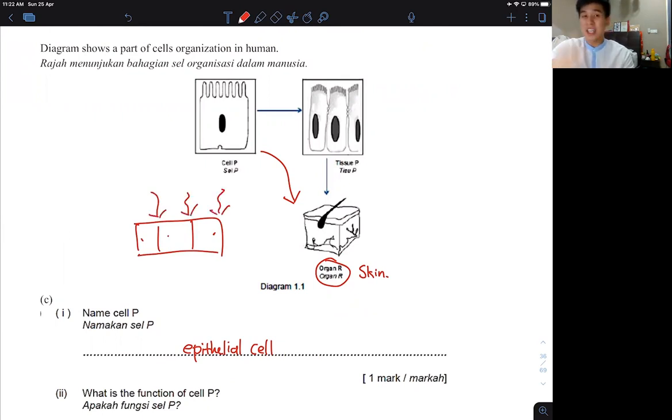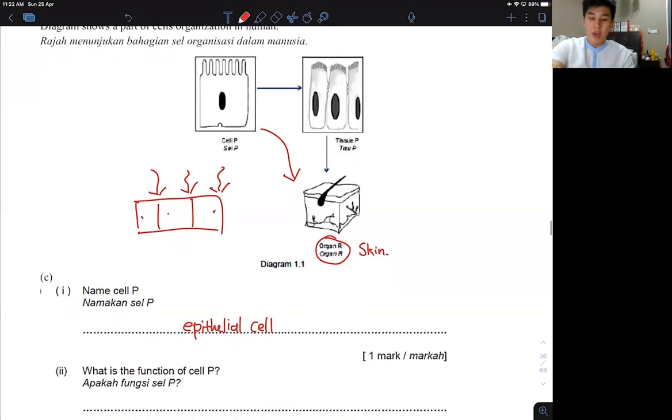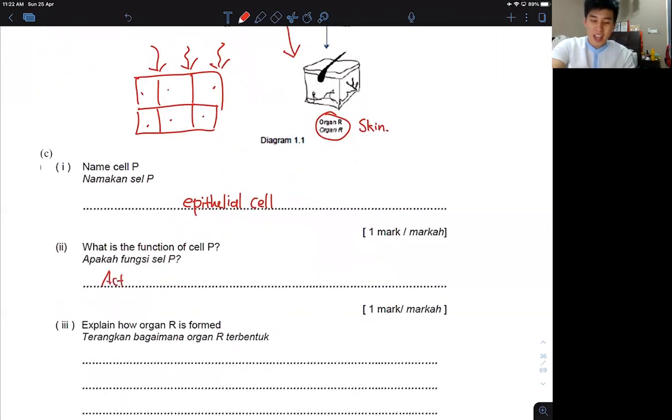Don't let things go inside your body, because remember your epithelial cell in your skin is actually very thick. So you can say to act as a protective barrier to prevent entry of microorganism.